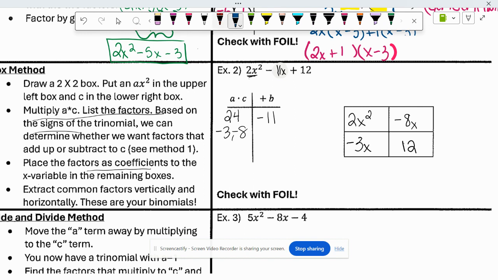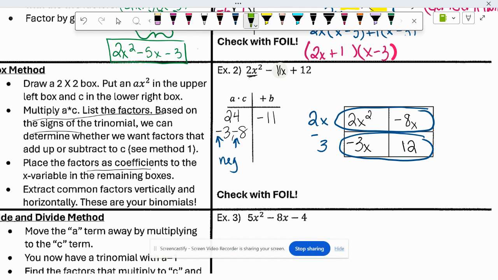And then it says extract common factors vertically and horizontally. We're going to put a loop around this. What is the greatest common factor in this row? 2x squared and negative 8x. What's the greatest common factor? 2x. What's the greatest common factor in this row? 3. Do you see that both of your terms are negative? That means both of your groupings are going to have a minus sign.